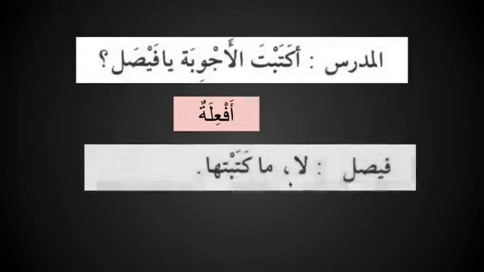So Faisal says, La ma katabtuha. See, ma is harfu nafi, katab is fa'il, tu is fa'il, and ha is maf'ul bihi. Ha refers to ajwibatun because again the kullu jama muannas concept comes here. Fa'il, fa'il, and maf'ul bihi. I did not write it.